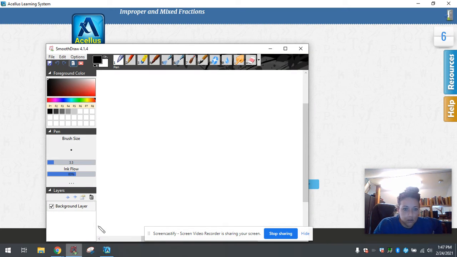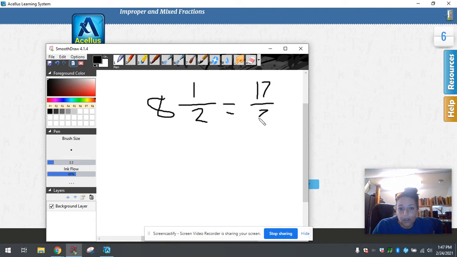What do we have? 8 1/2. So here's a quick way to do it. To turn this mixed number into an improper fraction, you go 2 times 8, which is 16, plus 1 is 17. I've got my numerator. My denominator stays the same. I'll do that again. You multiply the denominator by the whole number, and then you add the numerator to get your new numerator. So this 8 1/2 is the same as 17 halves, or 17 over 2.